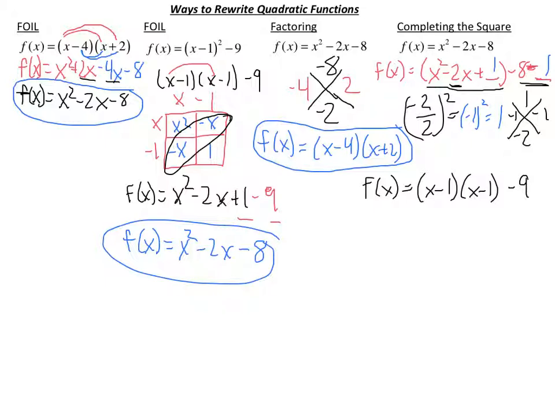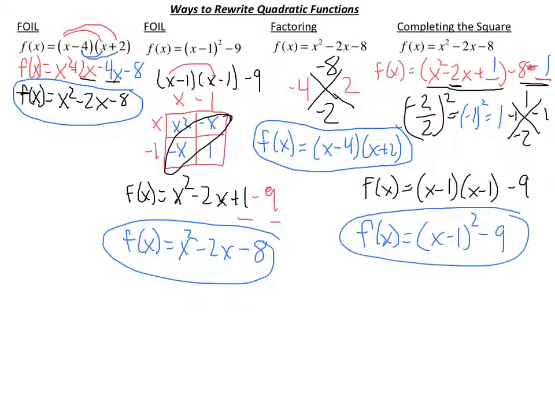Now, does anybody see vertex form right around the corner? Aren't these the same? Don't we want it to look like this right here? Doesn't it look very similar? Can't we write that as squared whenever you have two of the same? So I have now f of x equals x minus 1 squared minus 9. I just changed it to vertex form.